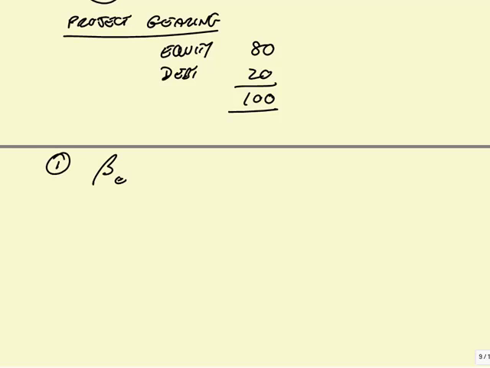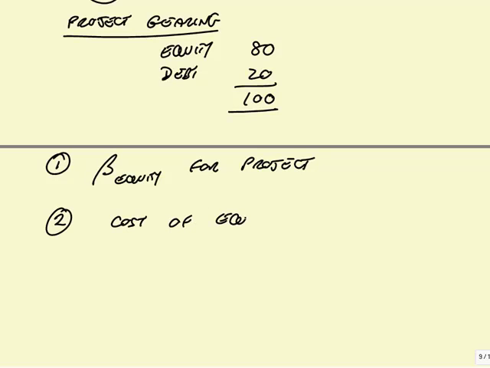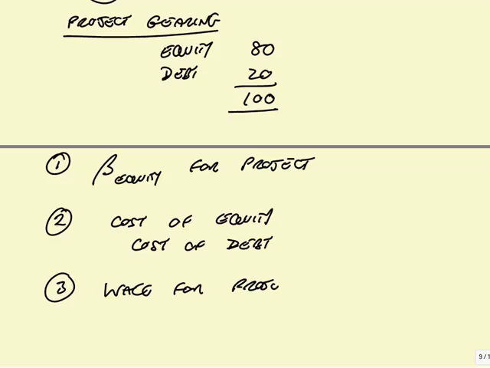I want you to finish it. What I want you to do, please, I'll write down the steps. Can you work out, first of all, a beta equity for the project? You'll have to use the formula backwards. Once you've done that, can you work out a cost of equity for the project? And a cost of debt? And then, can you do a weighted average cost of capital for the project?